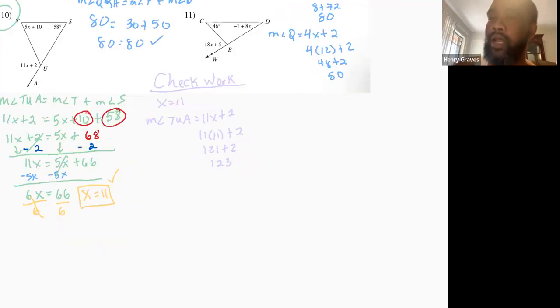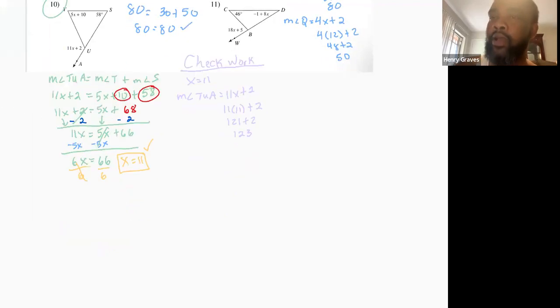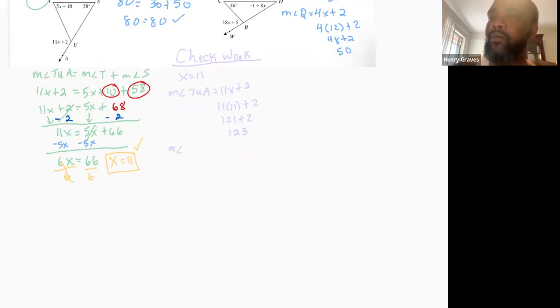Perfect. Now I'm going to do the measurement of the other angle, angle T, which is 5x plus 10. I'm going to do 5 times 11 plus 10. So that's 55 plus 10, which is 65.